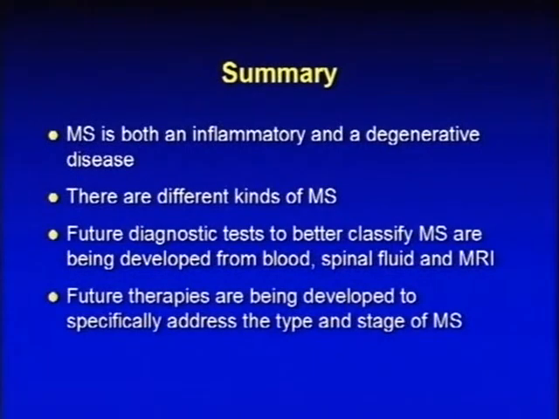So in summary, MS and many of these other diseases that we're studying are inflammatory and what we call degenerative, so that the nerves become unhappy and die. They're different kinds. The future is in diagnostic testing to better classify subtypes of disease using blood, spinal fluid, and MRI. And I'm very hopeful and optimistic that we're headed towards a time where we can tailor our therapies to the subtypes of disease and the stage of disease. And I think we're actually already starting to do that right now.